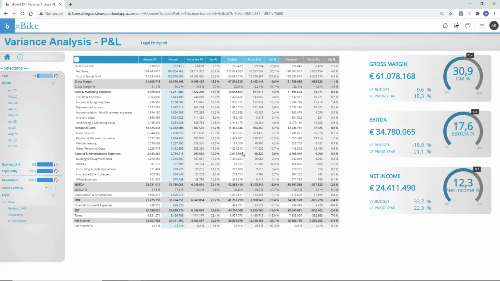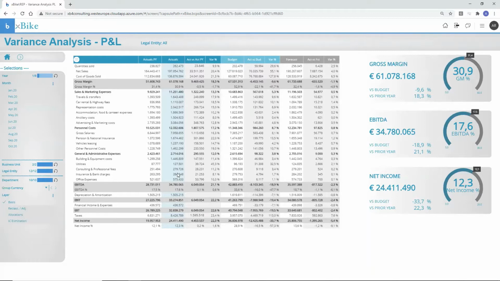So in this report, we can already see that if I focus here on my actuals, that 30% gross margin percentage means that with every 100 euro of sales that I am generating in my company, around 70 euros goes to my cost of goods sold and my suppliers, and the remaining is spent here on the expenses, and I get a 17.6% after covering all the costs to run my company.